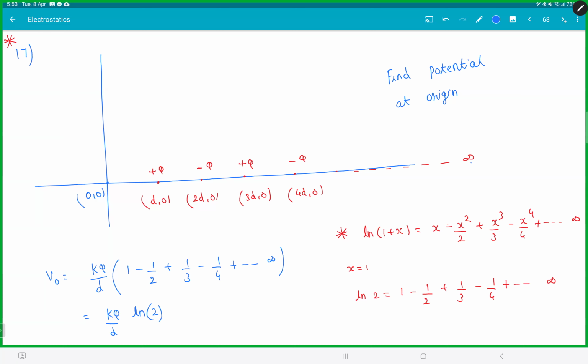Remember, there's also something in the exponential series which we did in thermal expansion. e to the power x is 1 plus x by 1 factorial, plus x squared by 2 factorial, plus x cubed by 3 factorial, and so on. Clear with this? Next one.